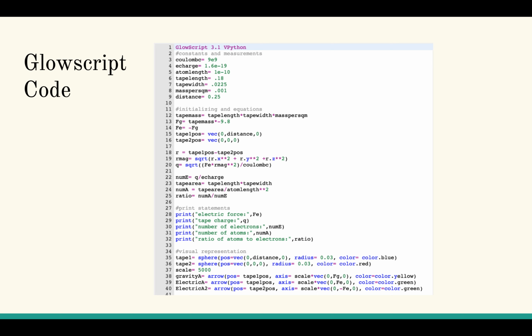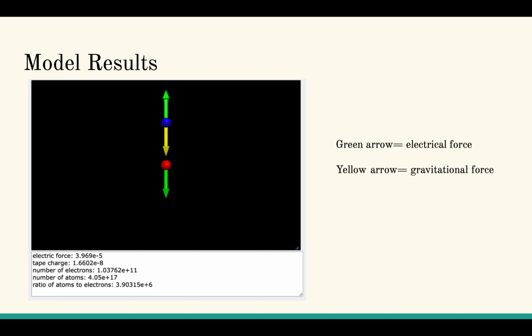And then we have the print statements, and finally we have the arrows and such to create a visual representation of the model, which you can see right here. The green arrow represents the electrical force, and the yellow arrow represents the gravitational force. And then we have all those calculated values at the bottom.